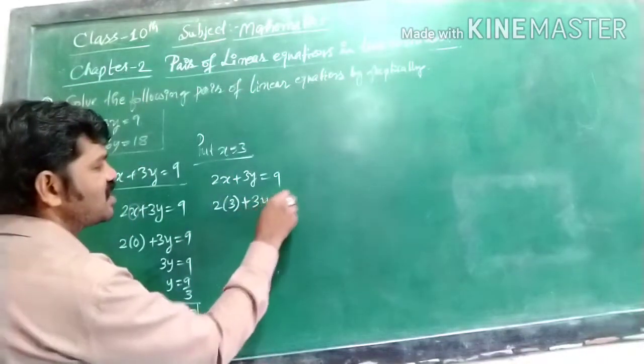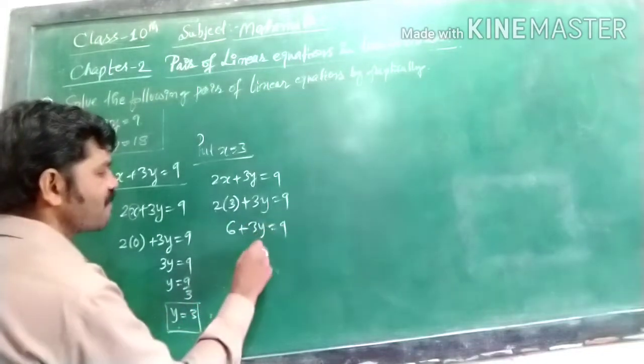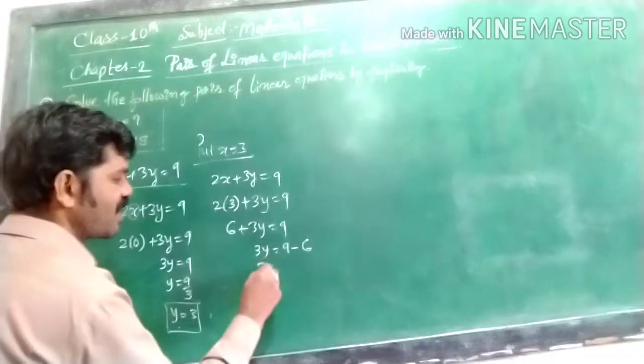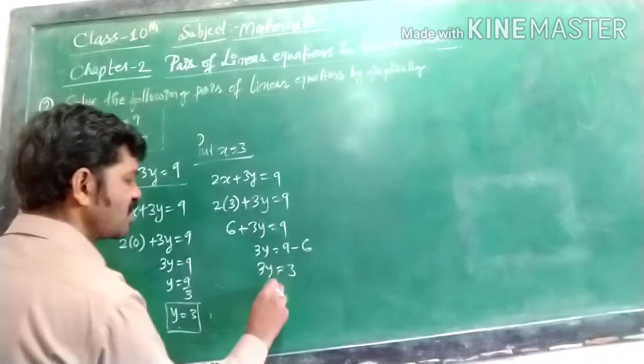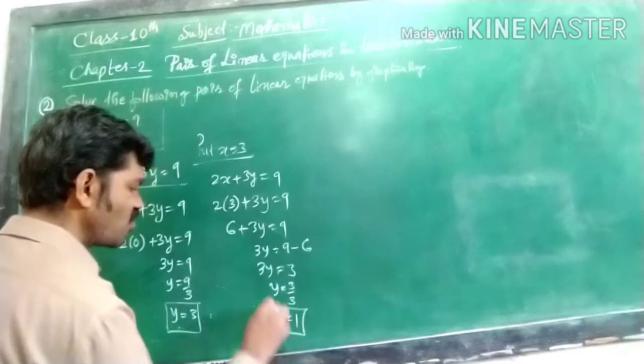So in 2x plus 3y is equal to 9, that is 6 plus 3y is equal to 9. 3y is equal to 9 minus 6. This 6 will go to the other side. And 3y is equal to 3. y is equal to 3 by 3. So the value of y is equal to 1.